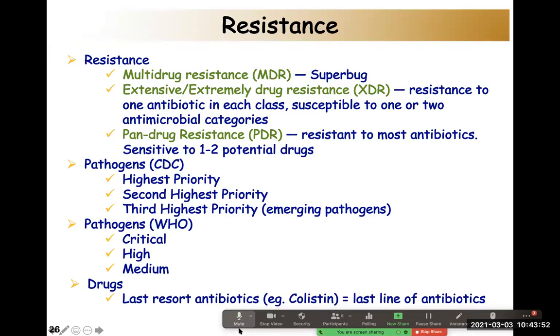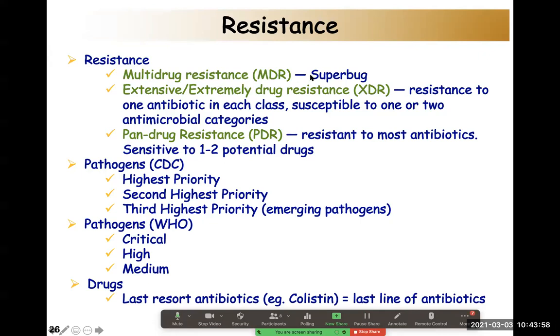So let's just then understand a couple of resistance terms, right? And we have what we call the multi-drug resistant, what we call the superbugs. That means they're resistant to many drugs, but there are still quite a few drugs that you can still use to treat these bacteria. And then there's a second group, which is extensively drug resistant, and they're known as the XDRs. And these are resistant to one antibiotic in each class and susceptible to 1 or 2 antimicrobial categories, right? Maybe beta-lactams, I can't use penicillins, but I could use something else, a monobactam.